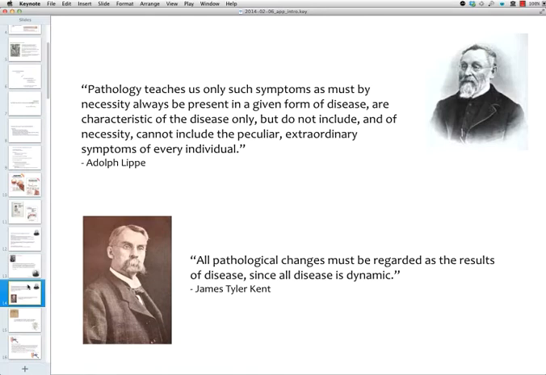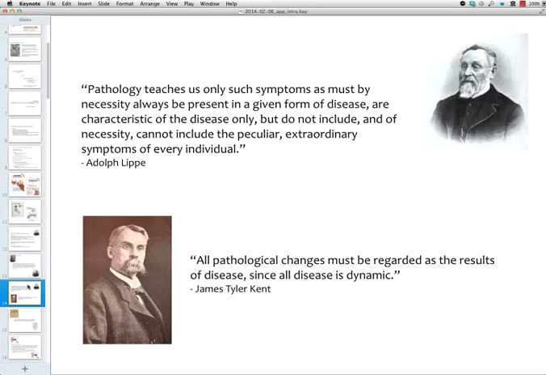We look at some of the teachers in our tradition, like Lippe, who says pathology teaches us only such symptoms as must by necessity always be present in a given form of disease, that are characteristic of the disease only, but do not include, and of necessity cannot include, the peculiar extraordinary symptoms of any individual, really seeming to demote the value of any pathological assessment. And Kent goes even further, saying all pathological changes must be regarded as the results of disease, since all disease is dynamic, and therefore pathology, at least in this lecture of Kent's, can't inform our practice of homeopathy.